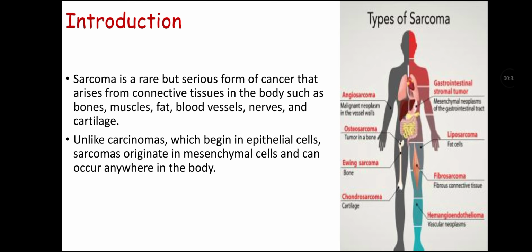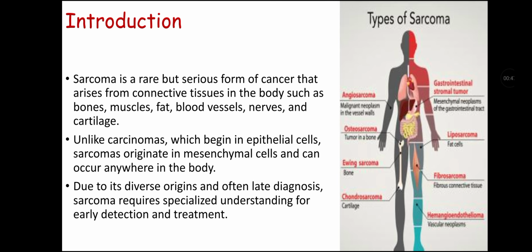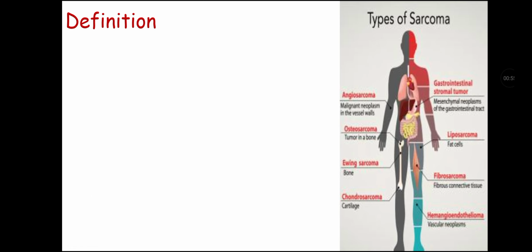As we already said, cancers are of two types, carcinomas and sarcomas. Carcinoma originates from epithelial tissue, while sarcoma originates from mesenchymal tissue. Due to its diverse origins and often late diagnosis, sarcoma requires specialized understanding for early detection and treatment.